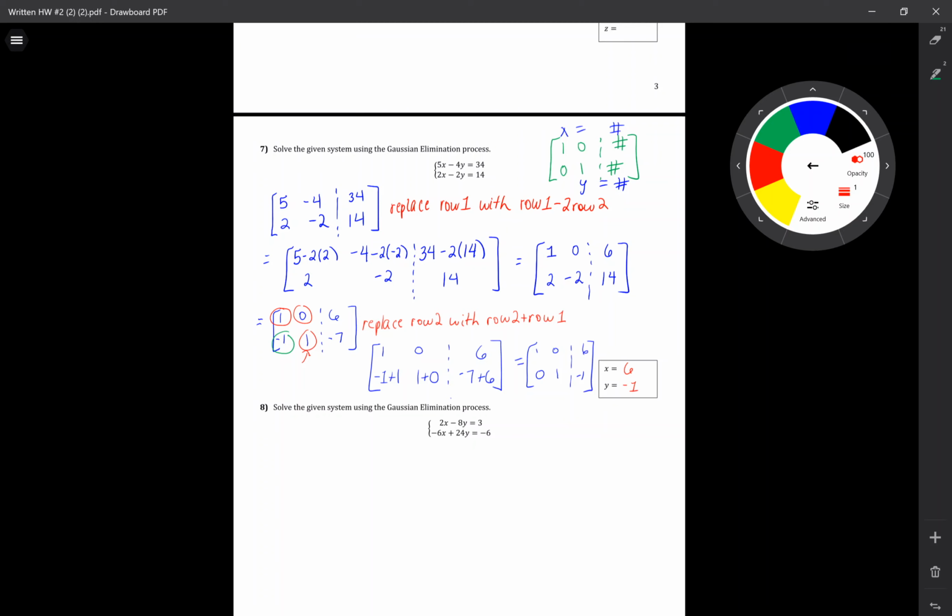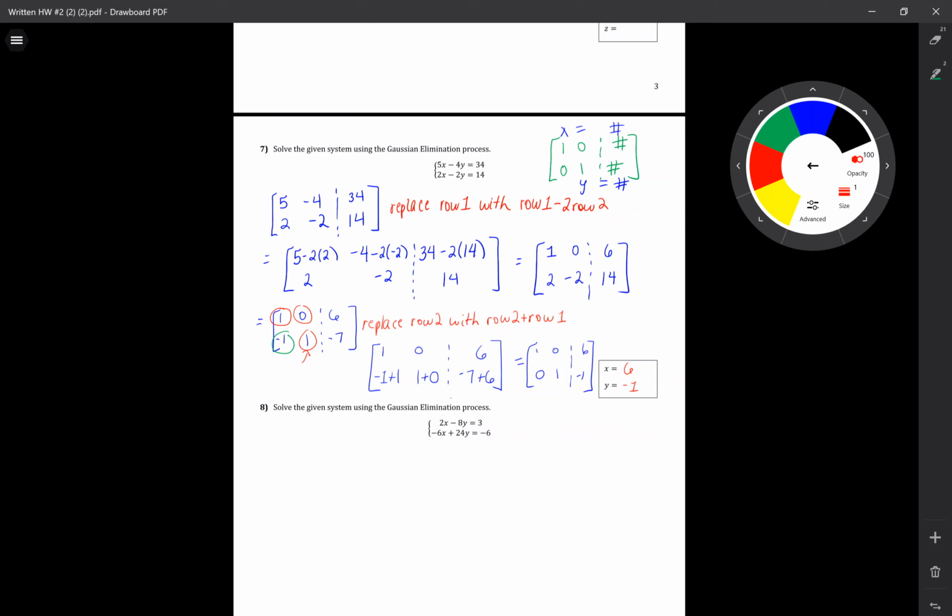So this is just one way to do it. If you did it another way and got the same answer, that is totally okay, as long as your math is correct and everything. It's important to remember that with Gaussian elimination, we can do it more than one way, just as we can solve systems of equations more than one way.